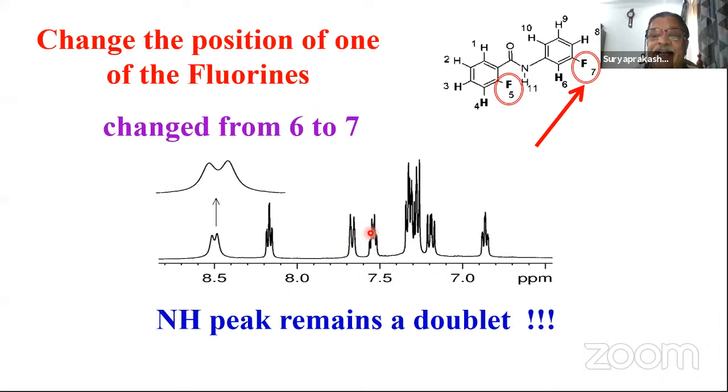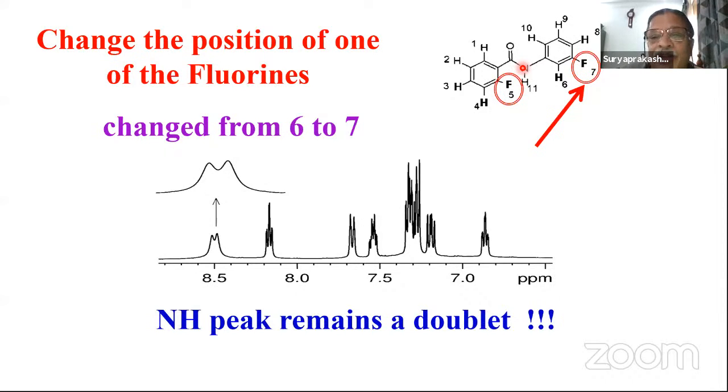So for that, we removed the fluorine from this position and moved it to this position in the molecule. When you record the NMR spectrum, the NH peak is still a doublet. That shows there is an interaction of this fluorine with this proton. And we have ruled out, temporarily right now, that this fluorine, when it was here, was coupled to the NH proton. That is one of the conclusions.